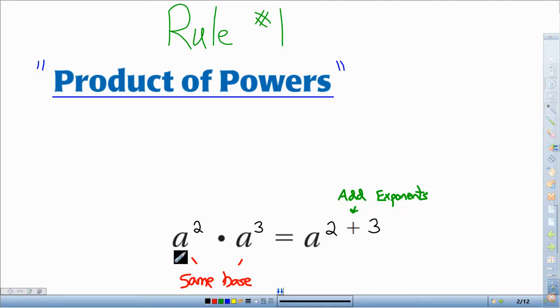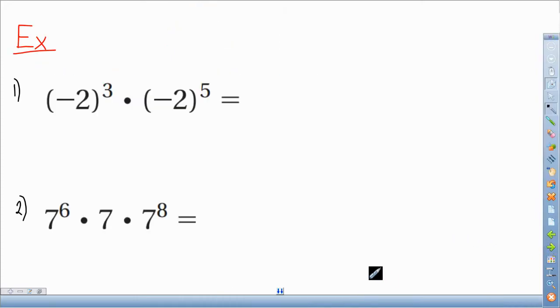Okay, so again, this is when we have the same base, and that means this base is either the same variable or it's the same number. And if that's the case, we just add exponents, and we have our new, I guess, condensed number. Okay, so let's go ahead and try this out. Take a second, copy these two examples.